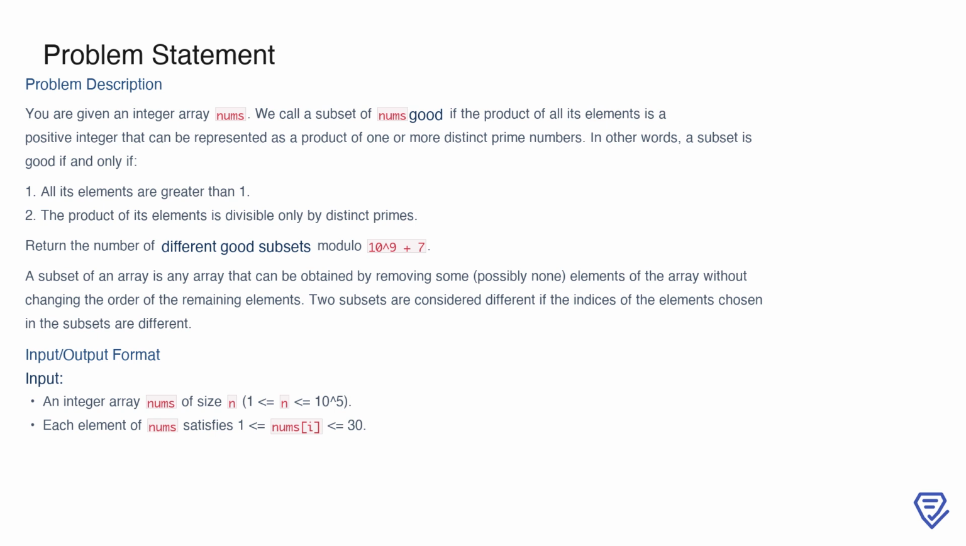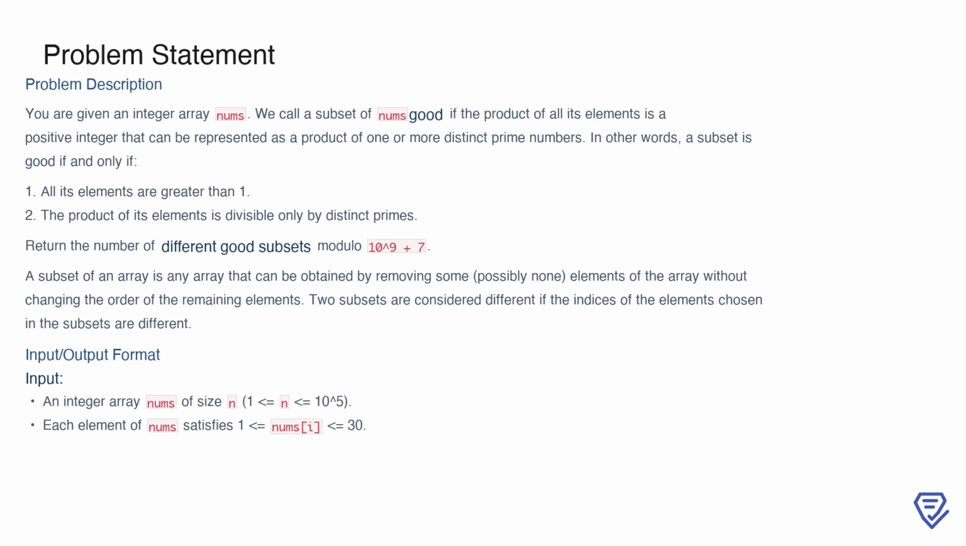For example, a subset containing 2, 3 is good because both numbers are prime and their product, 6, is divisible only by the distinct primes 2 and 3. However, a subset like 4, 4 would not be good because the product, 16, involves the same prime factor, 2, multiple times. Finally, we need to return the total number of good subsets, but since the result can be very large, we must return it modulo 10 to the power of 9 plus 7.